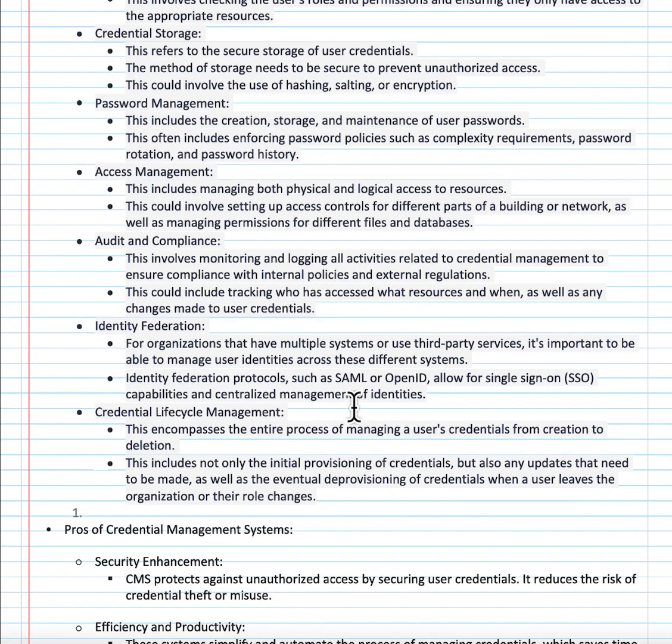Identity federation, this is for organizations that have multiple systems for third-party services. Again, this ties into SSO and using SAML and OpenID. That's the identity federation part of this. This is where you have a centralized management of identities all pulled into this part of the CMS. And then lifecycle management. Again, this incorporates the user's credentials from creation to deletion. When your person gets to the company, they sign up their username and password, they log in, they're now in the system, they now leave the system, and then when they leave the system, how are those credentials removed from the environment?